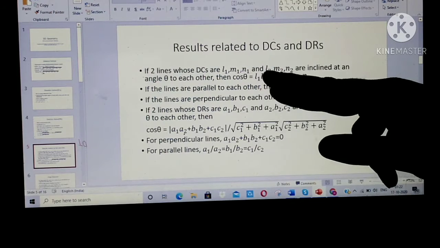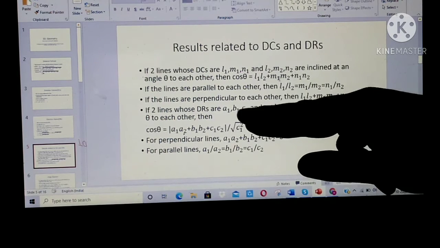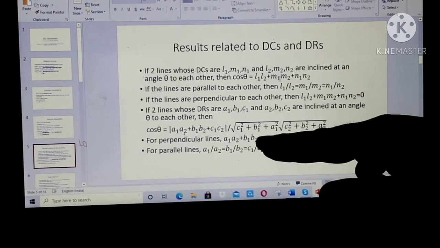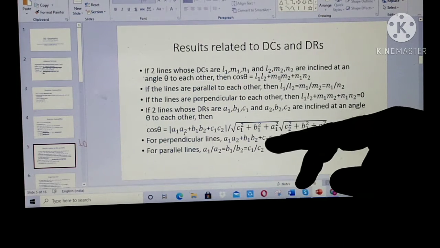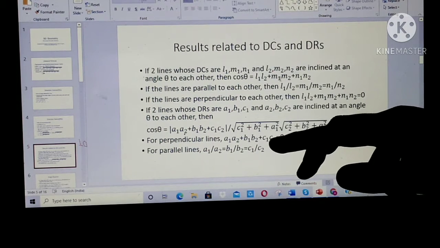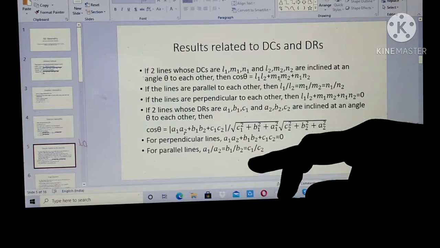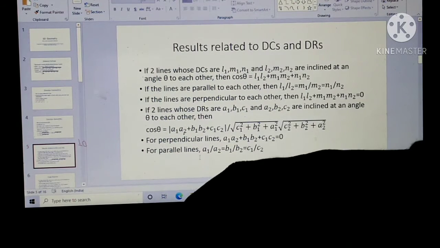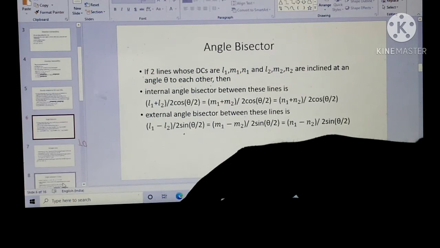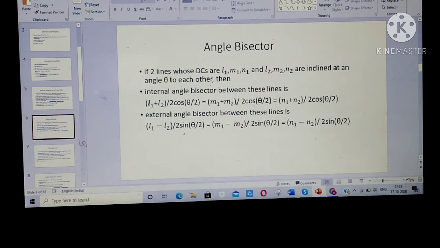For perpendicular lines, theta is 90, so cos 90 is 0, which means this numerator will become 0. So A1 A2 plus B1 B2 plus C1 C2 will become 0. And for parallel lines, the direction ratios of two lines are also multiples of each other. So A1 by A2 will be equal to B1 by B2 will be equal to C1 by C2. Okay. Now continuing further, we come to the concept of angle bisector.